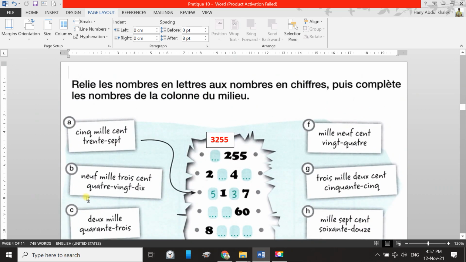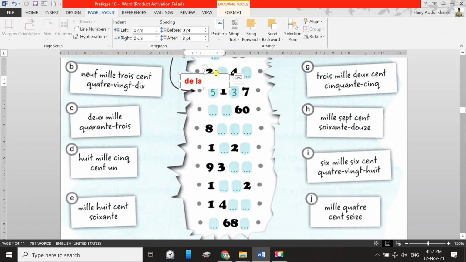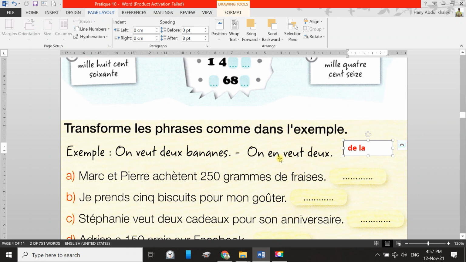We are going again to this rule. Type here: on veut deux bananes. Here why we wrote deux with the pronoun on. I said to you here we write on instead of three things. I repeat these three things. We replace three things. We write on instead of three things.